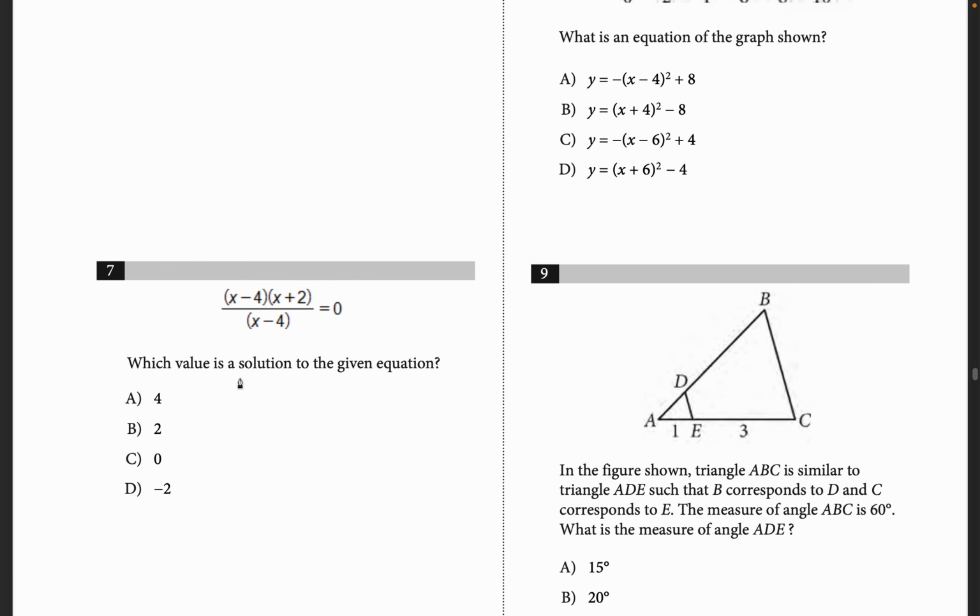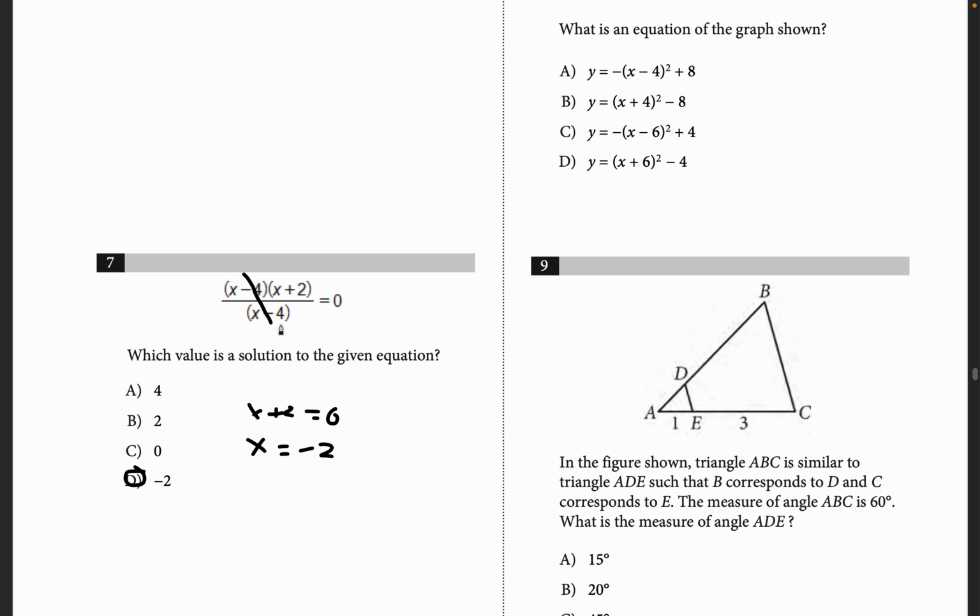Which value is the solution? Okay, you know how I would do this? I would cross these out since they're addends, and then you get left with x plus 2 equals 0, and then x equals negative 2. That's it. You cross the addends out when they're the same.